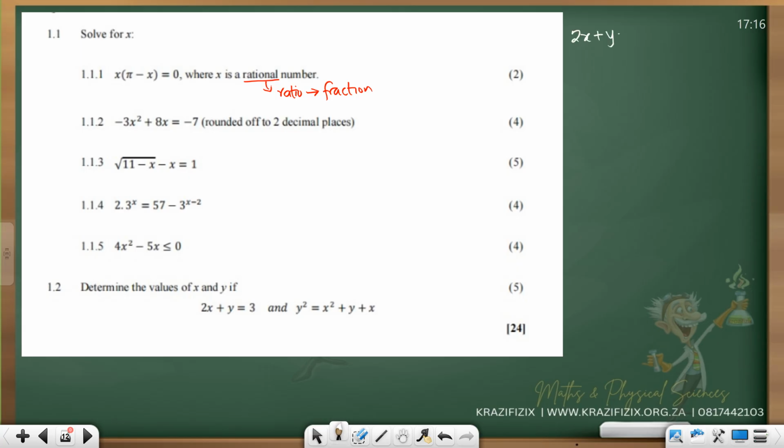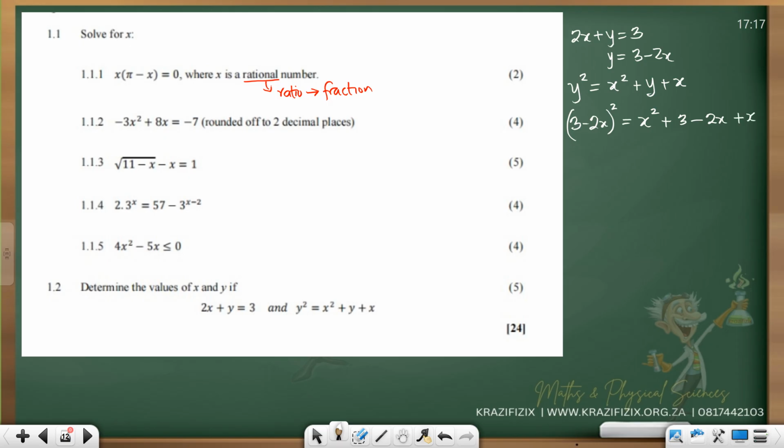2x plus y. Let's start from y. Y is easy to find. 1 mark. Then what do we have? Y squared, x squared. So what do we have? 3 minus 2x all squared, x squared, 3 minus 2x.